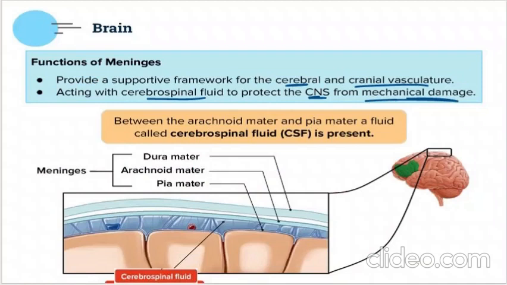Now, as I said, arachnoid mater has the cerebrospinal fluid, which helps in the protection of the CNS from damage. Between the arachnoid mater and pia mater, as I said, there's a fluid known as CSF, that is cerebrospinal fluid. So meninges includes all three matters: dura, arachnoid, and pia mater. All of them together make the meninges.